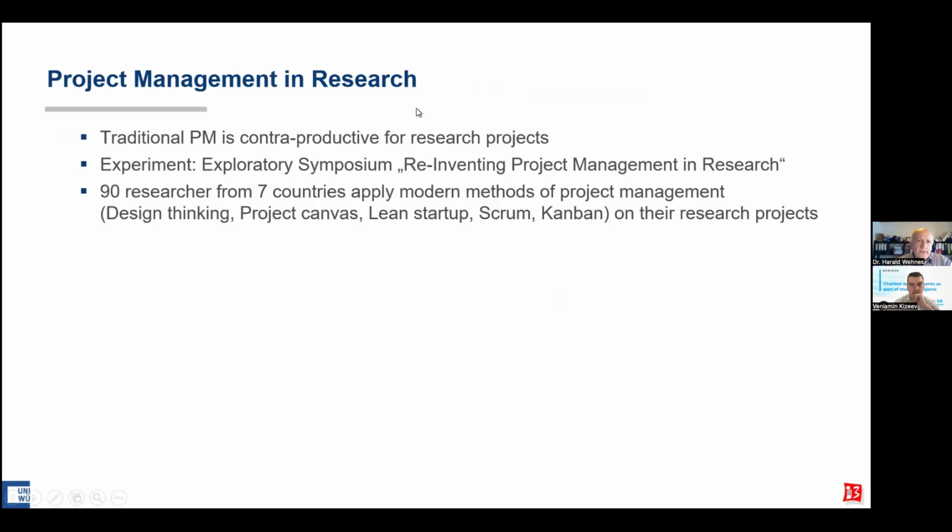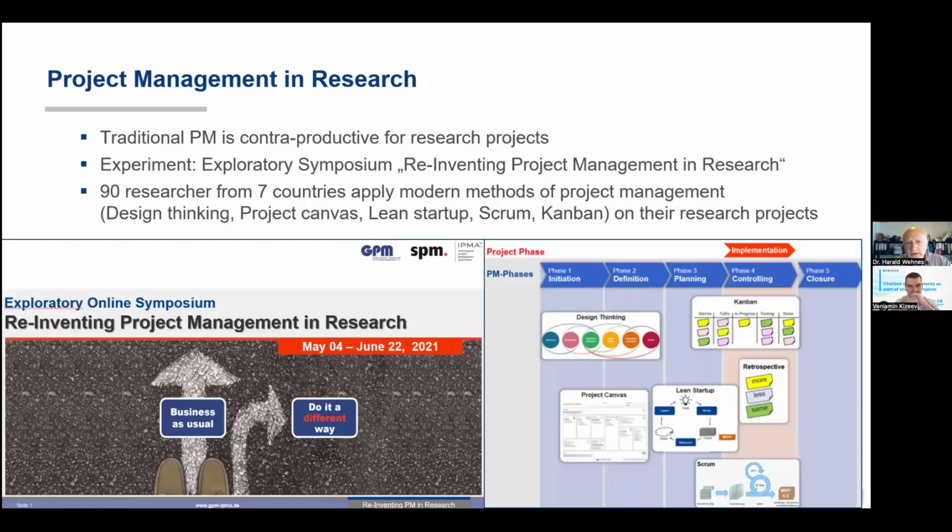We also have the topic of project management research, and I think research and agile project management are very similar. Traditional project management is counterproductive for many research projects, and we did an experiment. We had the exploratory symposium about reinventing project management in research, and did this 2 times. About 90 researchers from 7 countries applied these modern methods. They were new to them, but not new in the project management area. That means design thinking, project canvas, lean startup, Scrum, Kanban, and also retrospectives were applied to their research projects. Very good experience.